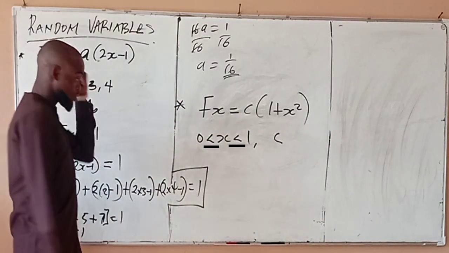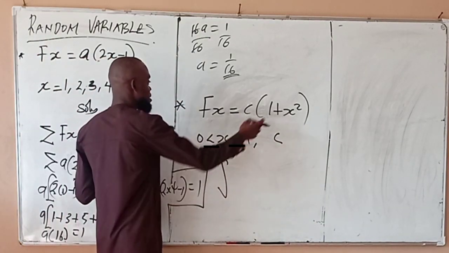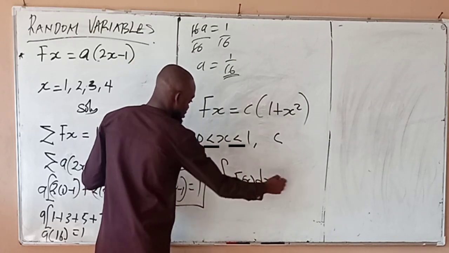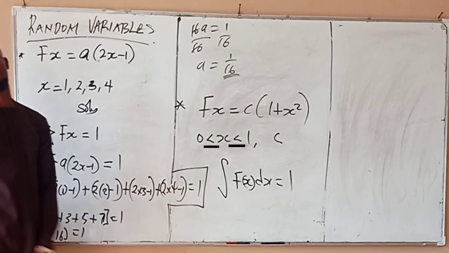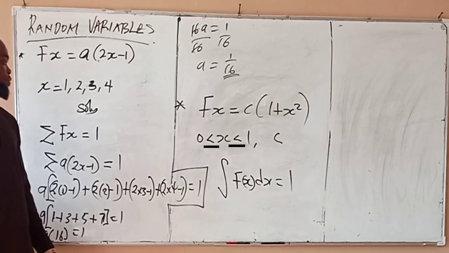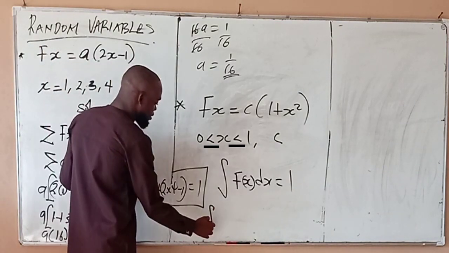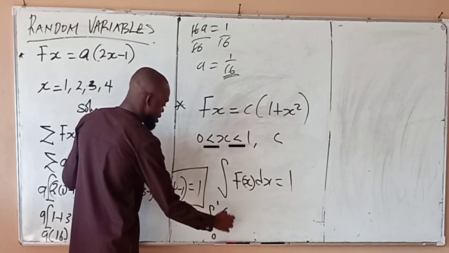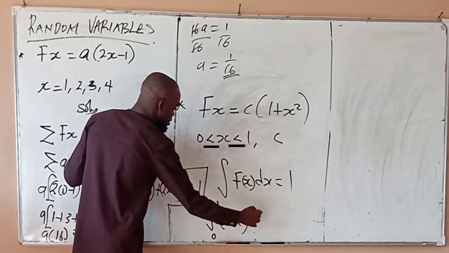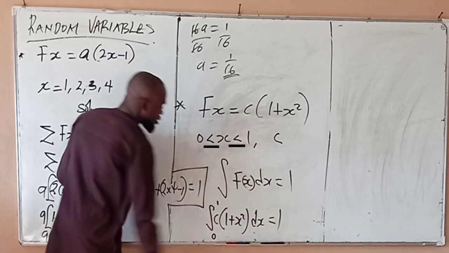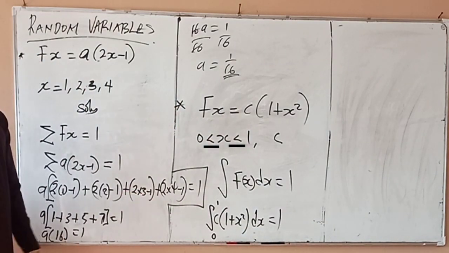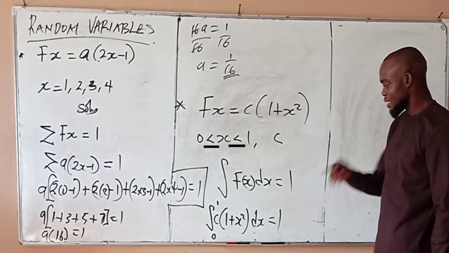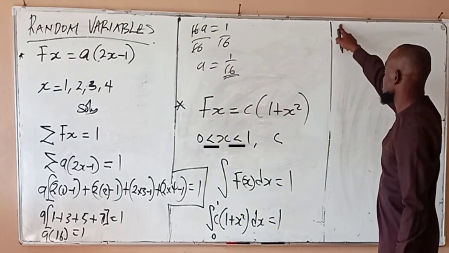I already told you, if you integrate f of x dx, it will be equal to 1 for this random variable to be a continuous random variable. So let's put the range from 0 to 1: the integral of c bracket 1 plus x squared dx will be equal to 1. This will be a valid PDF. So let's integrate now to see what we're going to have.